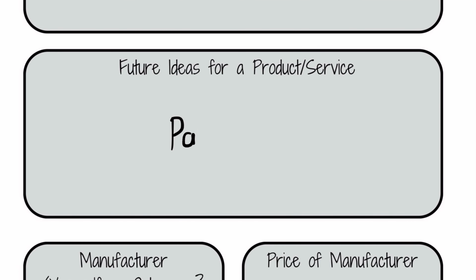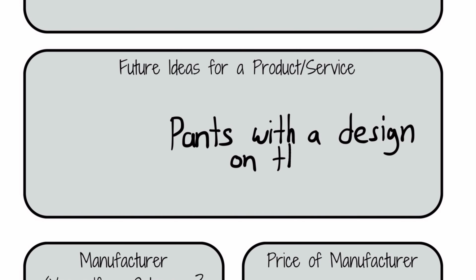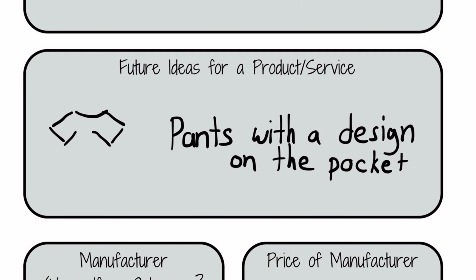The next part is future ideas for a product. There are many ideas that we get, but sometimes it's best just to stick with one product first and then move on to the next. That's why we included a future ideas part, so you're able to write all those ideas down, even if you can't do it at the moment.